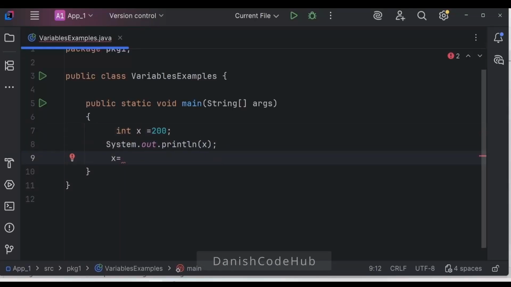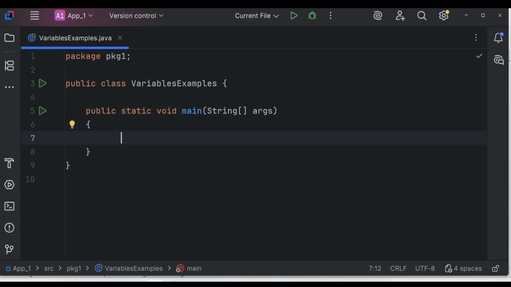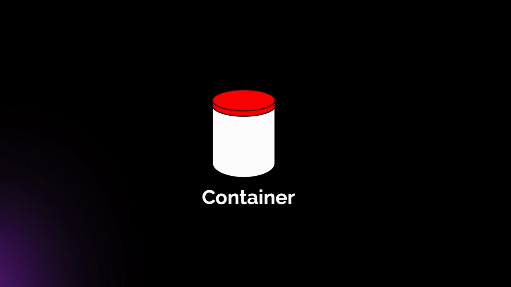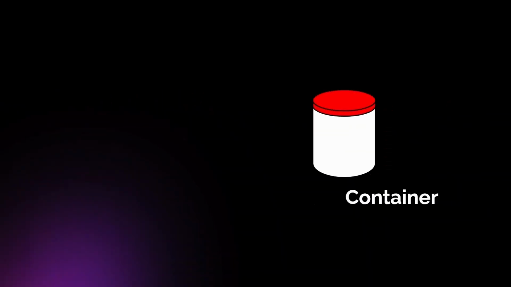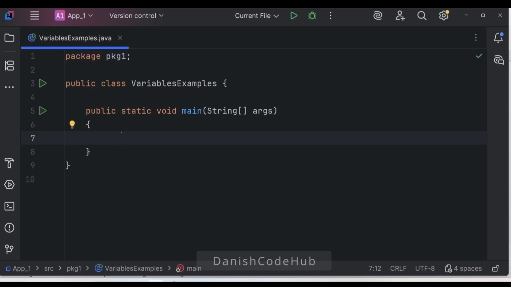By the end of this video, you will know what a variable is in Java and the 4 important rules that you have to follow when creating Java variables. A variable in Java is just like a container in which you can store the data so that you can use that data again later whenever you need it, right?